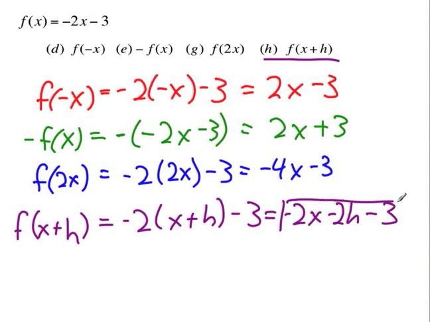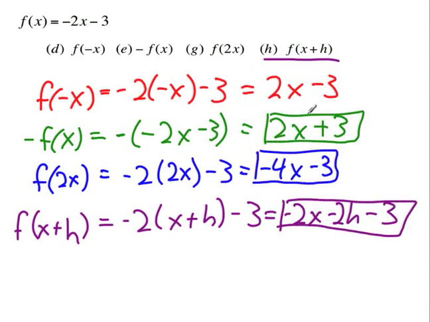So my answers are right here, right here, here, and here. So f of negative x is 2x minus 3. Usually you need to rewrite your answer like this, just so we know what you're talking about.